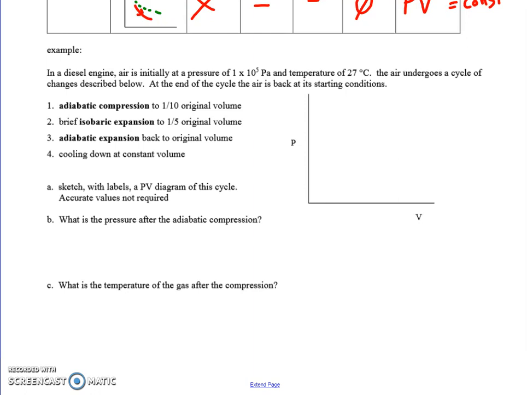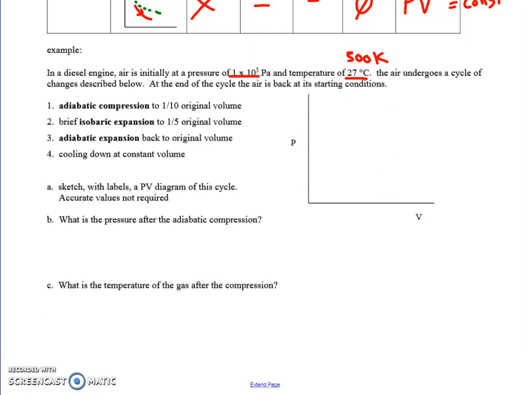I'll do it with you. Okay, so I'll start it, and when I don't finish, you can finish. We have a diesel engine, certain initial pressure, initial temperature, so that's 300 Kelvin. We might as well convert that now before we forget to and make a mistake later. And we go through various changes, starting at certain conditions. Okay, so we're going to start with an adiabatic compression, then an isobaric expansion, and so on and so forth.